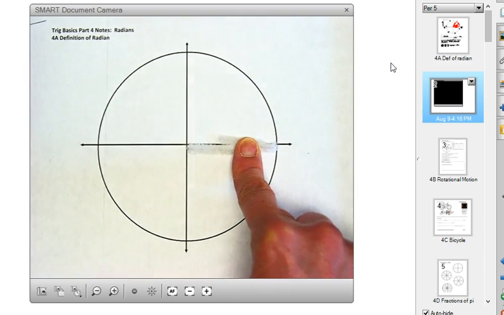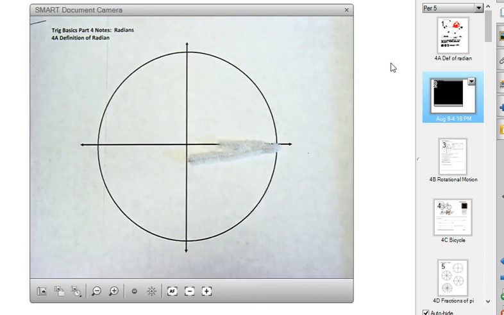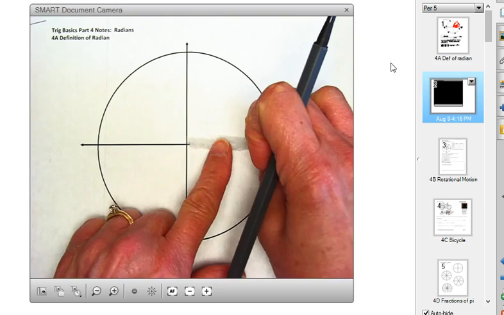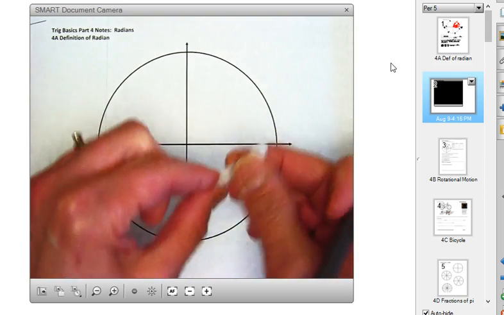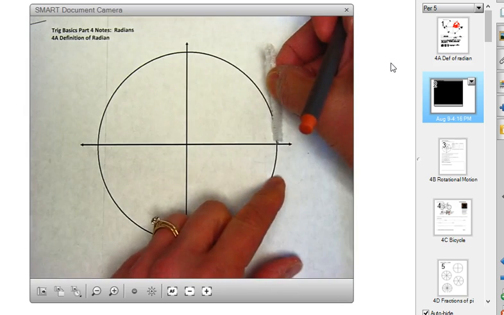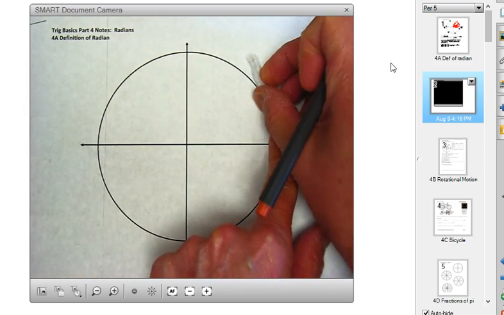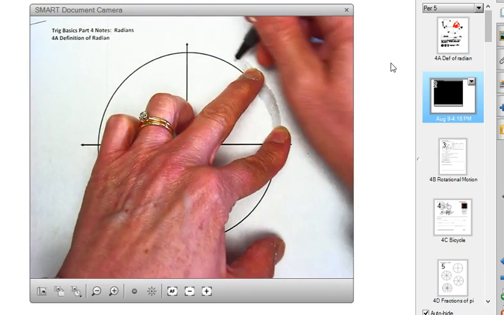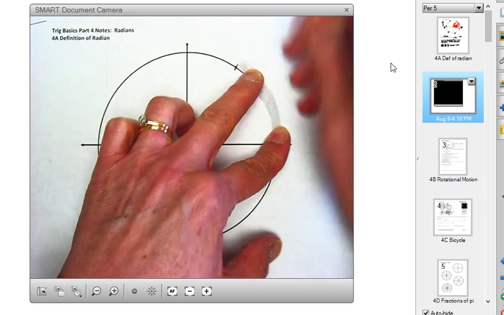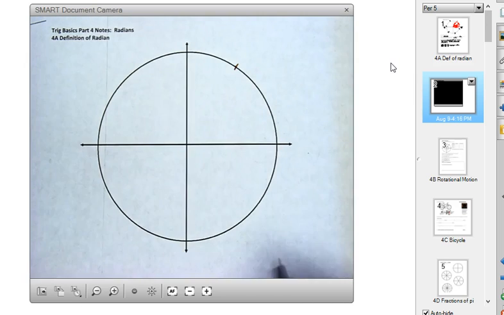Next, we're going to take a pencil or pen or marker, and we are going to mark this radius length around the outside edge of the circle. So place the pipe cleaner and bend it around the outside edge of the circle and mark one radius length all around the outside edge of the circle.